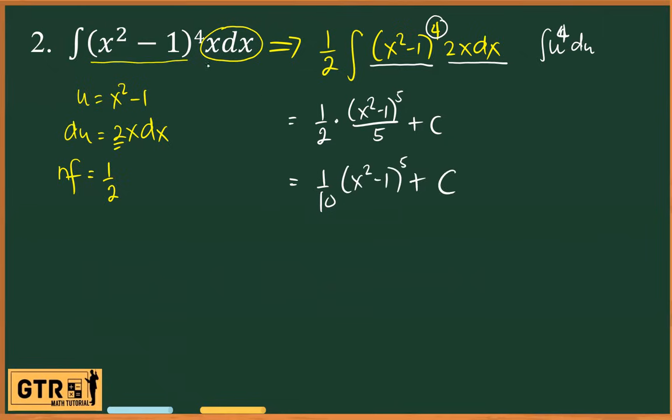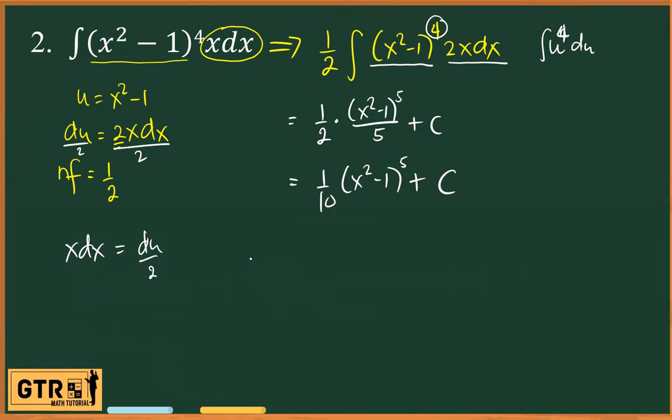If we use the other solution, just solve for x dx. So x dx is equal to, dividing both sides by 2, du over 2. Then move the 1/2 outside, the same as this.